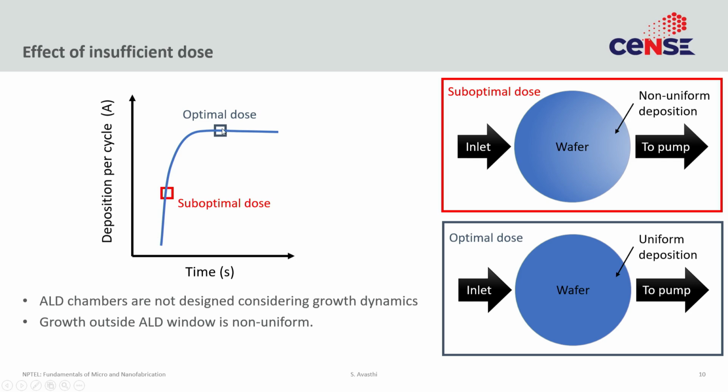Now, if you look at a wafer that was processed at a suboptimal dose, which is the red square, and one processed at an optimal dose, which is the blue square: in the red square, you will often see a non-uniform deposition. If you keep a wafer such that the inlet is on the left and the pump is on the right, then this portion tends to show lesser deposition than the front of the wafer. While in the optimal case, there is no non-uniformity; you would get a conformal, smooth, ALD-like film that you expect.